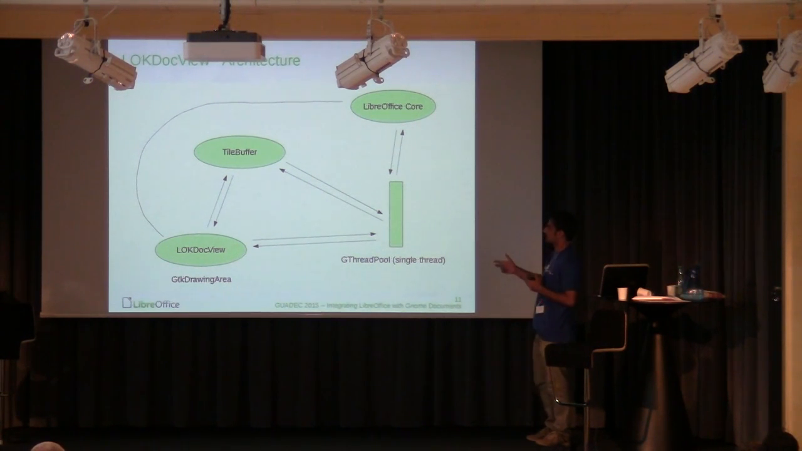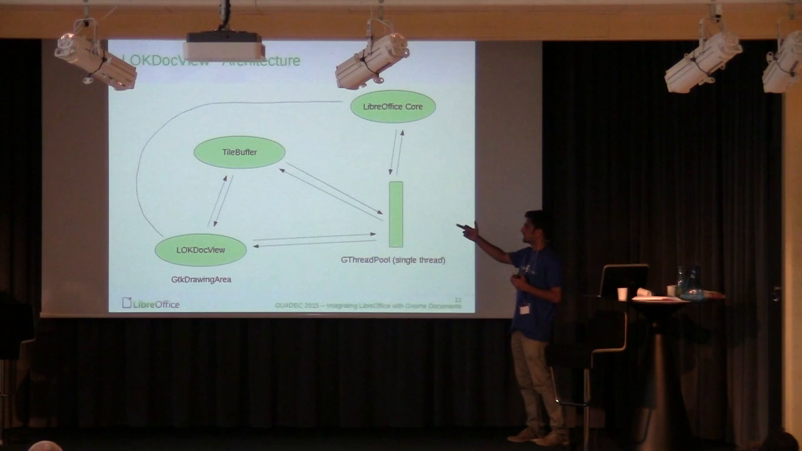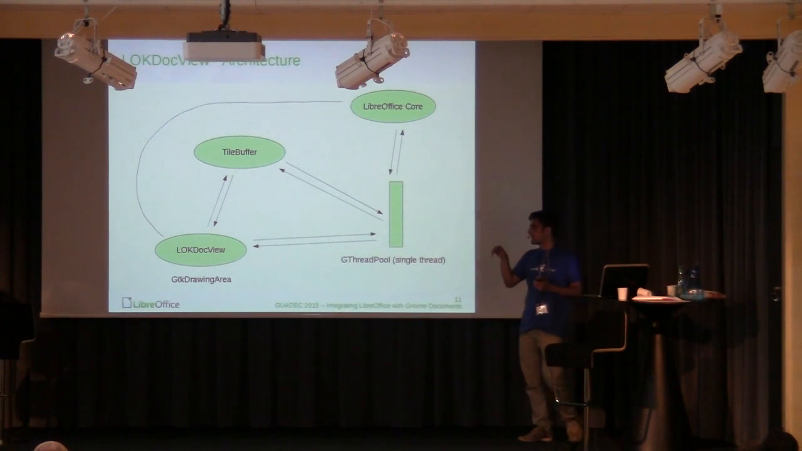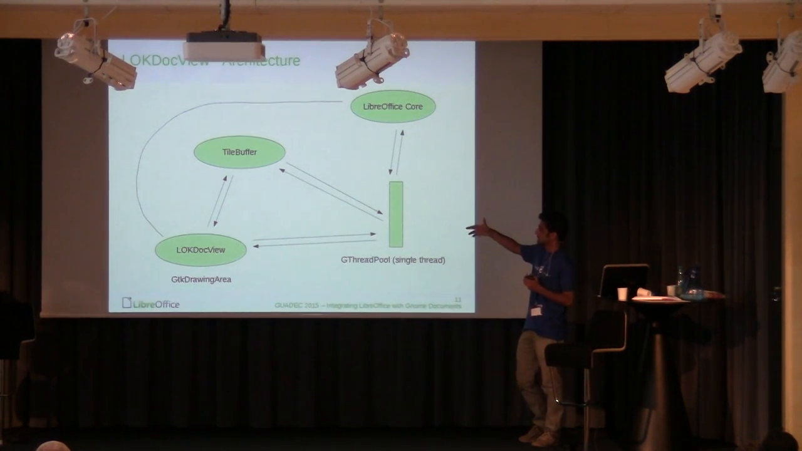All the tile rendering requests first go via the tile buffer, which acts like a cache, and it sees whether it already has a rendered tile in its cache. If so, it instantaneously gives it back to the lokdocview.